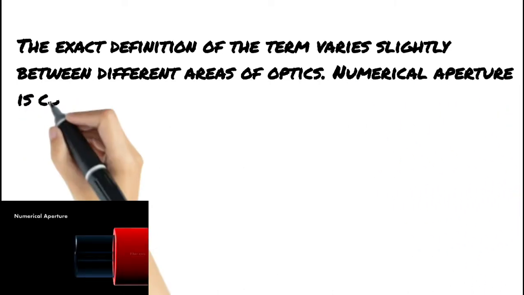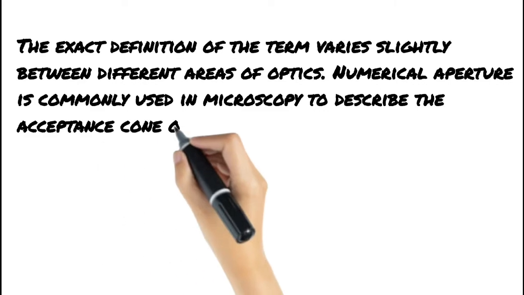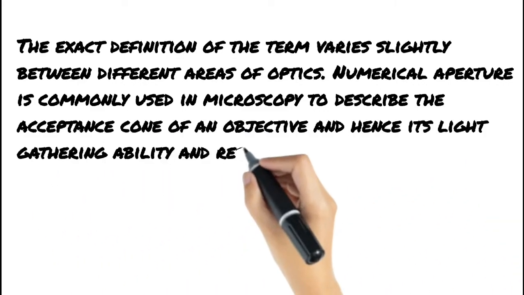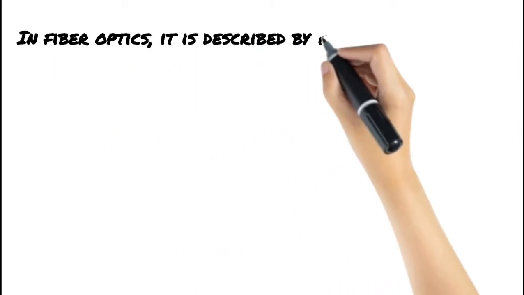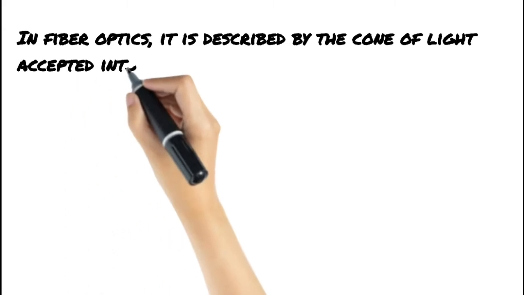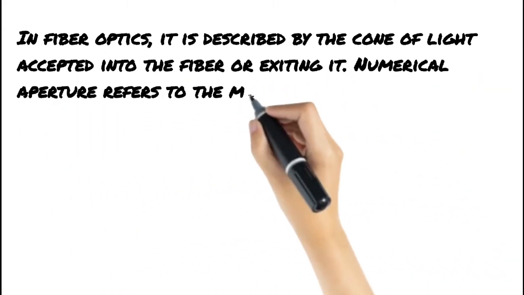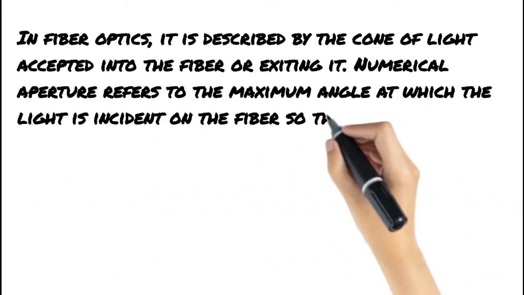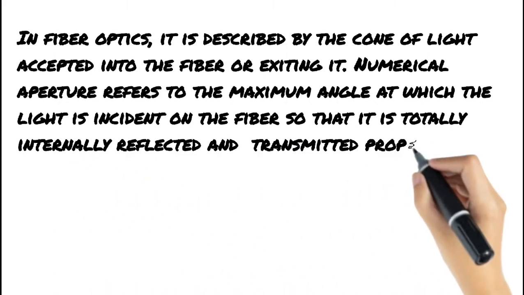Numerical aperture is commonly used in microscopy to describe the acceptance cone of an objective and hence its light gathering ability and resolution. In fiber optics, it is described by the cone of light accepted into the fiber or exiting it. Numerical aperture refers to the maximum angle at which the light is incident on the fiber so that it is total internally reflected and transmitted properly along the fiber.